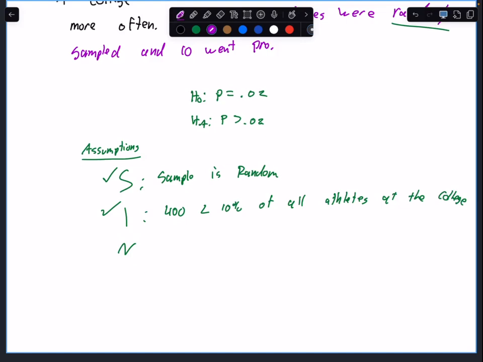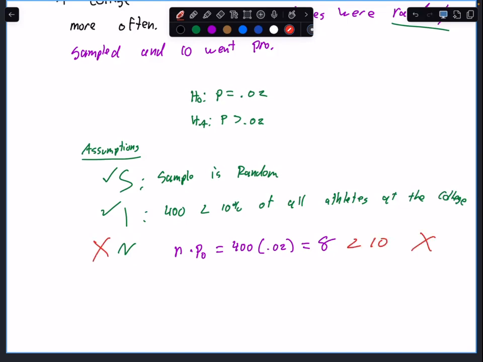Then comes the new one. This is where we're going to check n times P0. Well, n is 400 and P0 is 0.02, which gives me what? What's 2 times 4? It gives me 8. Not 80. 80 would be way too much. So 8, which is less than 10.